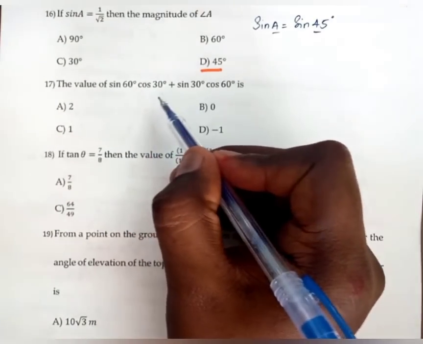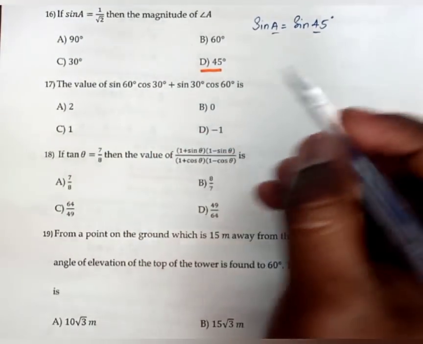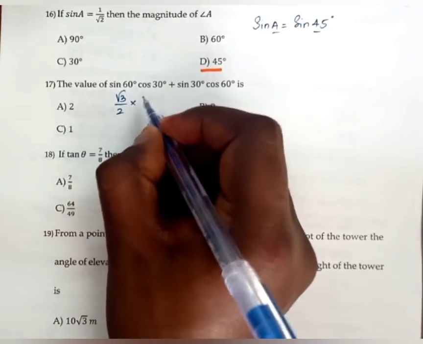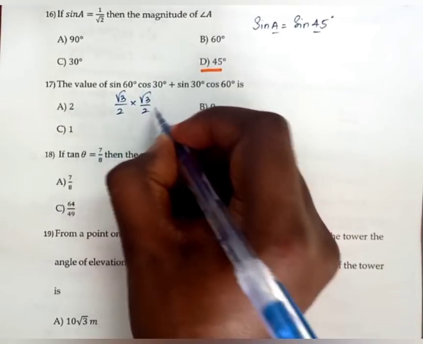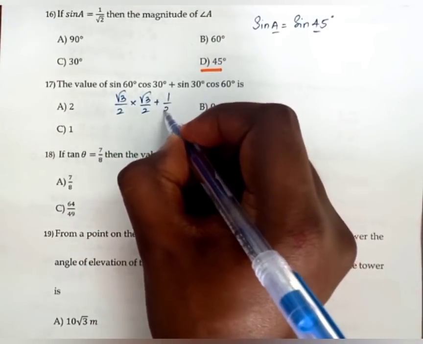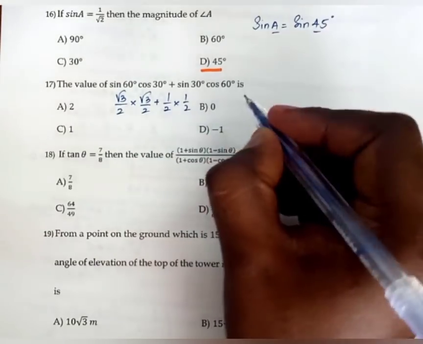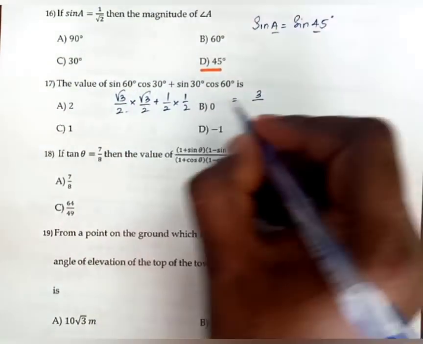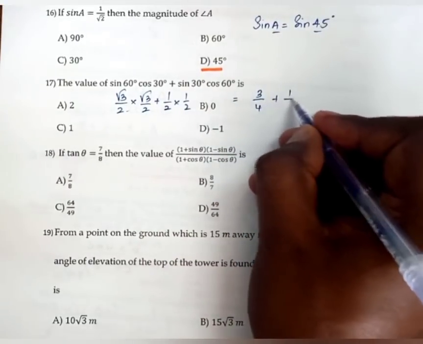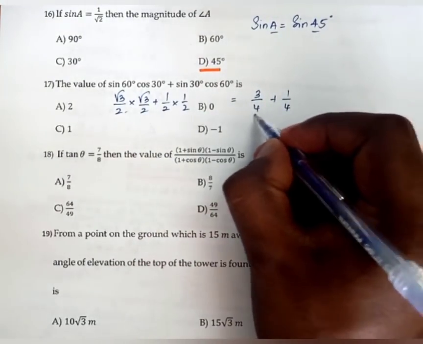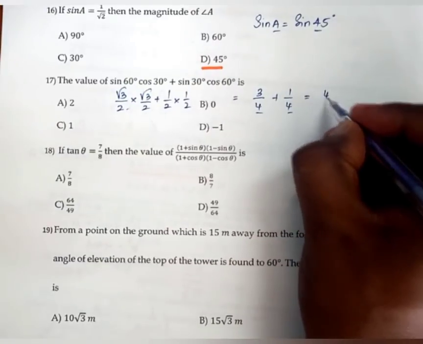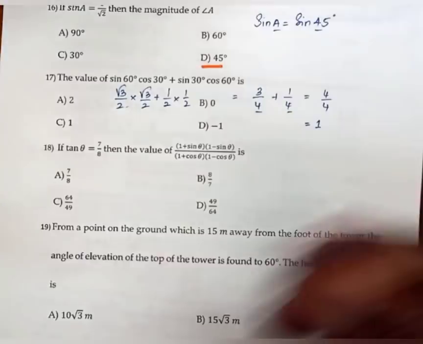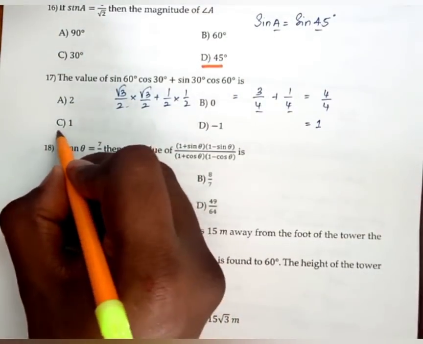Question number 17. The value of sin 60 cos 30 plus sin 30 cos 60. Sin 60 is root 3 by 2, cos 30 is root 3 by 2, plus sin 30 is 1 by 2, cos 60 is 1 by 2. Now root 3 into root 3 is 3 divided by 2 twos are 4, plus 1 times 1 is 1, 2 times 2 is 4. Therefore denominators are same. Add the numerators, 3 plus 1 is 4 by 4 is 1. Therefore the correct answer is option C, 1.